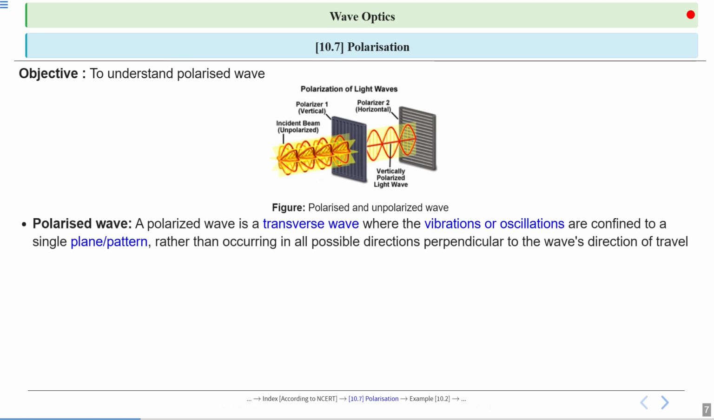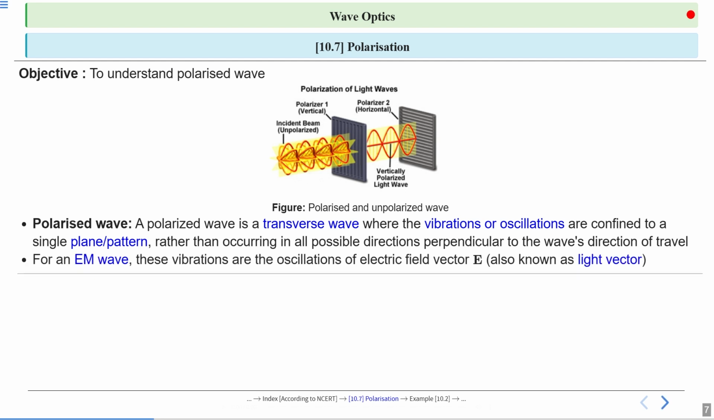So let's look into what a polarized wave is. A polarized wave is a type of transverse wave where the vibrations or oscillations are restricted to a single plane or pattern. This means that instead of vibrating in all possible directions perpendicular to the wave's direction of travel, or the wave's direction of propagation, the vibrations are confined to one specific direction. This is a key characteristic that distinguishes polarized waves from unpolarized ones.